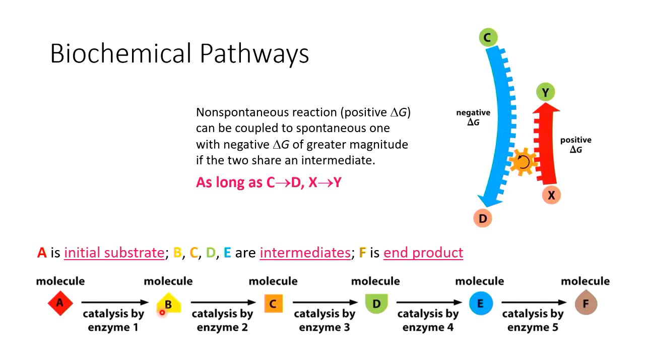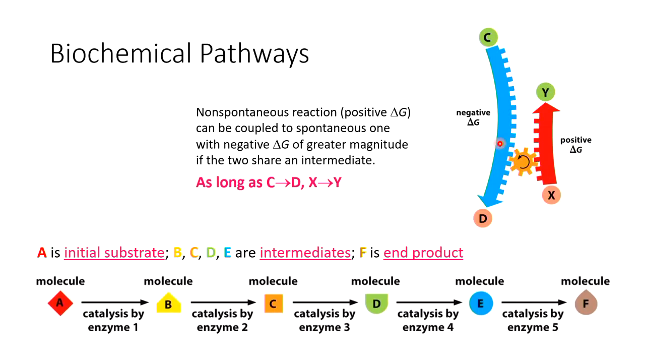But B is actually an intermediate because it's used as the reactant in the next reaction, which is catalyzed by a different enzyme to turn into C. So in this way, you have a biological pathway where each product of one reaction is the reactant for the next. So again, in this kind of example, molecule F would be the final product, and for example, B through E would be intermediates.